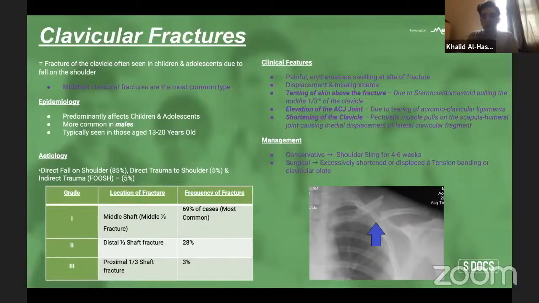The management that we generally tend to recommend for clavicular fractures is either conservative or surgical. Conservative would involve the use of a shoulder sling, and it's probably more recommended for cases in which there is not that much displacement. Surgical, for excessively shortened or displaced fractures, we do tension banding or use a clavicular plate.